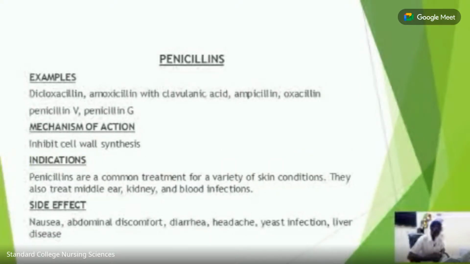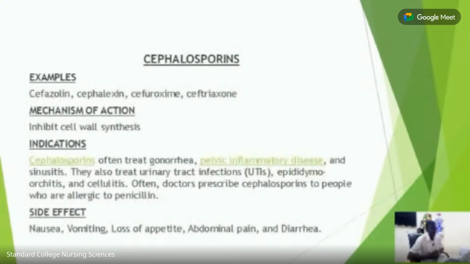Compared to cefazolin and cefalexin, which is not too common like the other two. So these are examples of cephalosporin. Then what are now the indications of cephalosporin? I've told you what indication is earlier: the reason why you are administering cephalosporins.